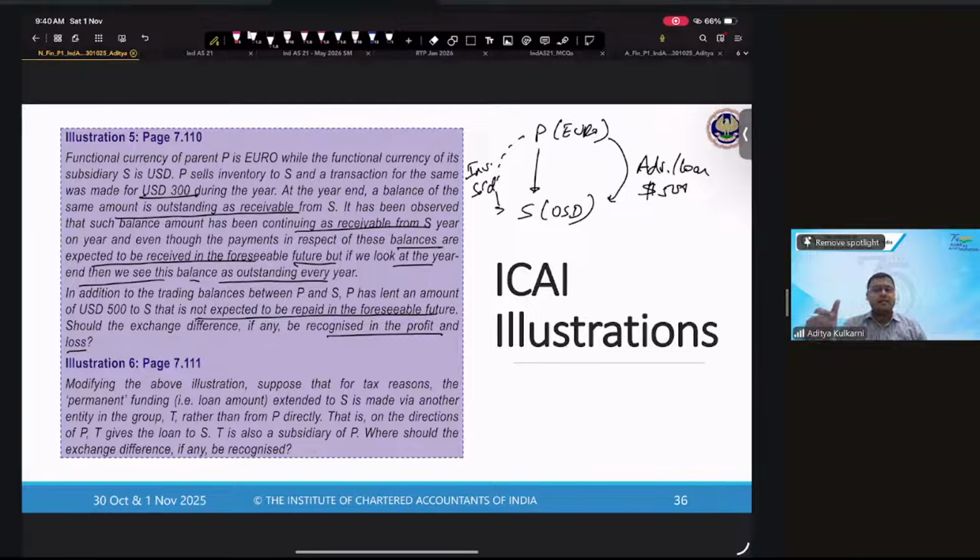It is a trade receivable balance. It has to be treated as a trade receivable balance. Any movement in exchange gain or loss will go to the P&L. The second case, $500, is going to be treated as net investment in foreign operation. You will treat it in separate financial statements as profit or loss on translation. In consolidated financial statements, you will treat it in other comprehensive income.